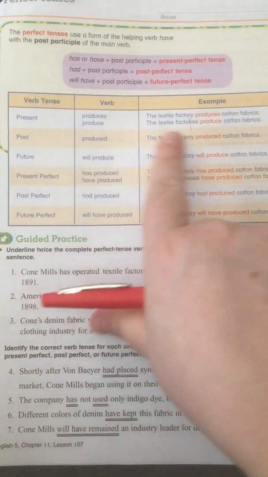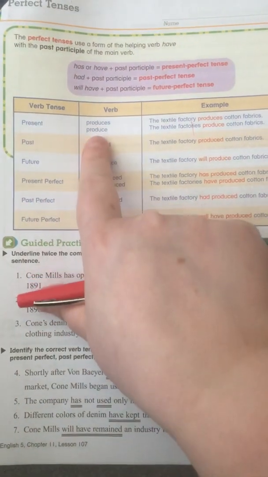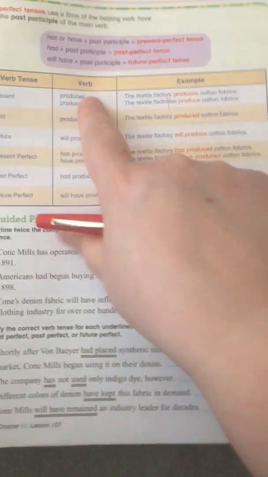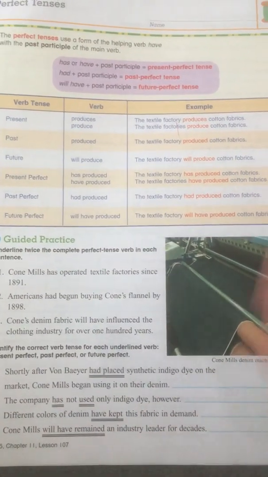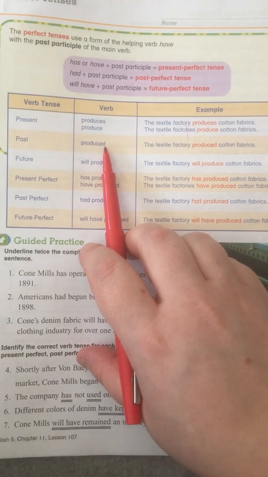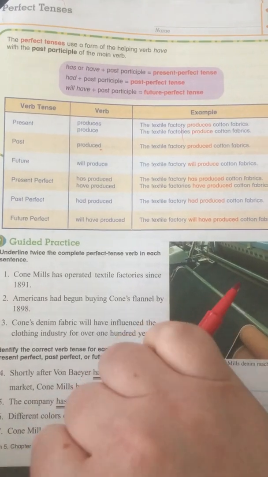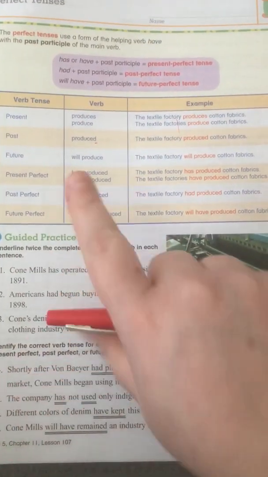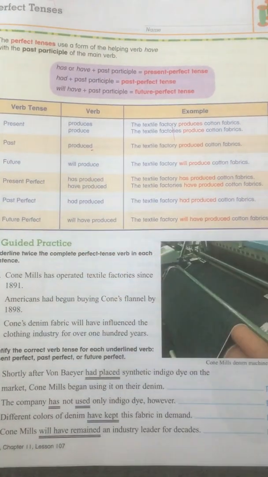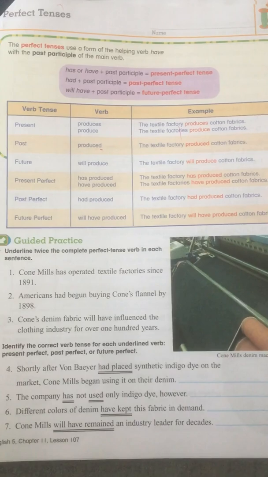Here are some examples using the verb produce. In the present tense, it's produces: the factory produces cotton, the student produces work. That's action that's happening right now. The past tense has the ed on the end. That means it happened in the past: the factory produced cotton, the student produced work. That happened already. The future tense, it's going to happen. It uses the helping verb will. So the factory will produce cotton, and the student will do their language work.